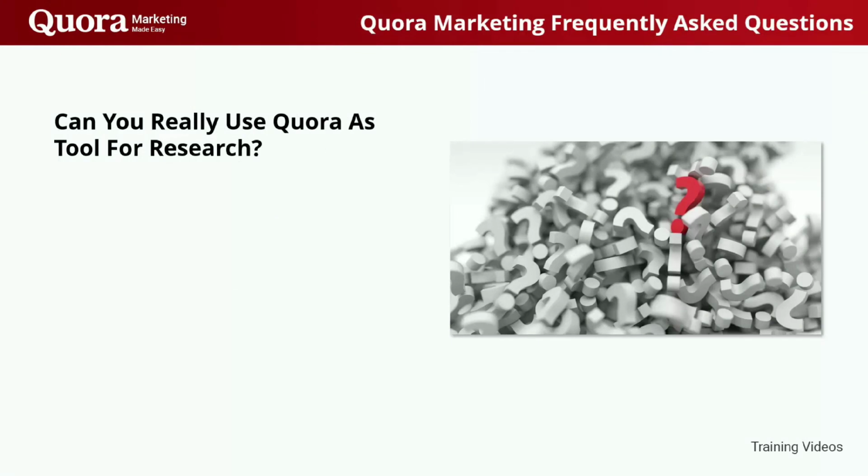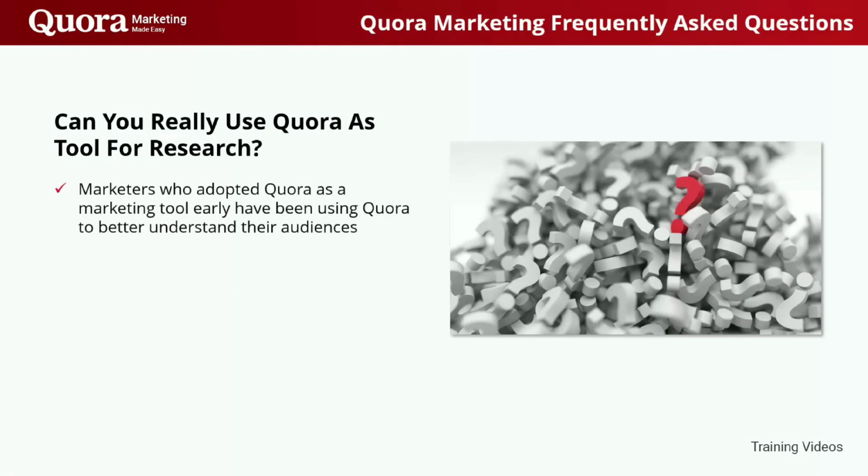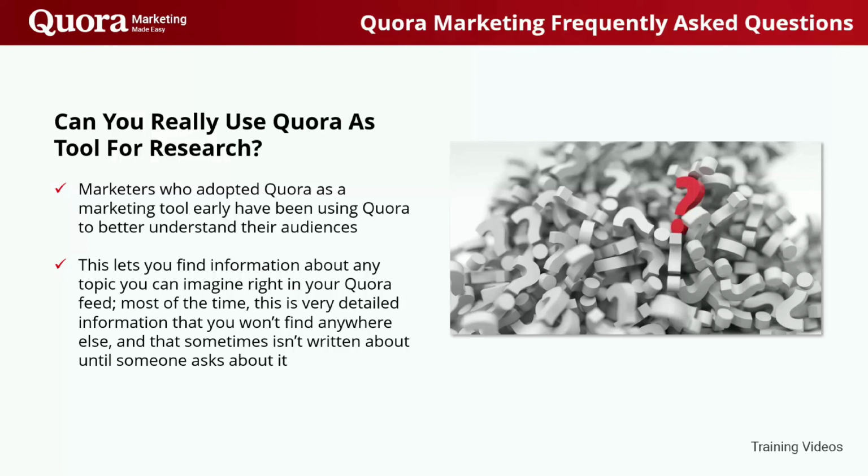Can you really use Quora as a tool for research? Marketers who adopted Quora as a marketing tool early have been using Quora to better understand their audiences. This is because Quora allows you to discover what people are asking at any given moment in any niche, and you can see contributors responding to their queries in real time. This lets you find information about any topic you can imagine right in your Quora feed. Most of the time, this is very detailed information that you won't find anywhere else, and that sometimes isn't written about until someone asks about it. This is especially true in niches with very narrow audiences.